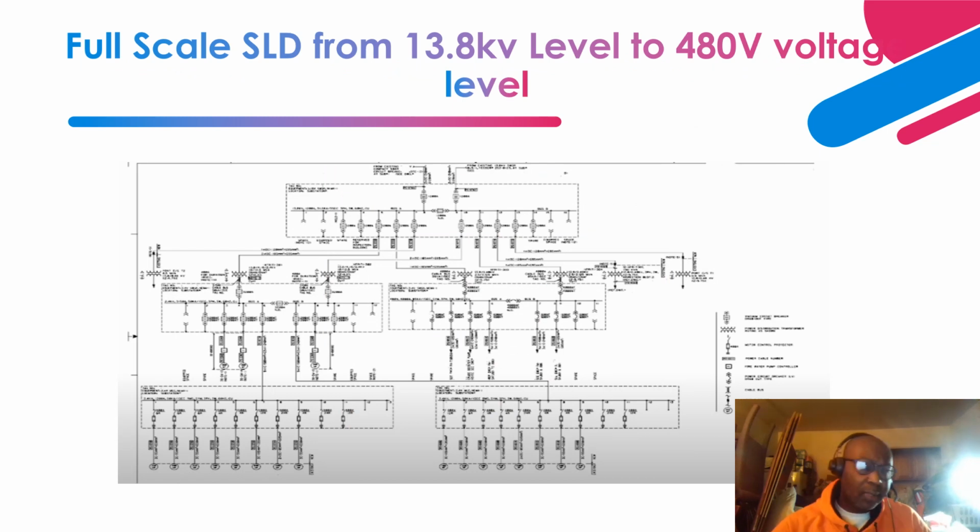Okay, so now let's take a look at the full-scale single line diagram all the way from 13.8 kV. 13.8 kV is basically the medium voltage level. Okay, so as you can see over here, you have a feeder that comes in here.